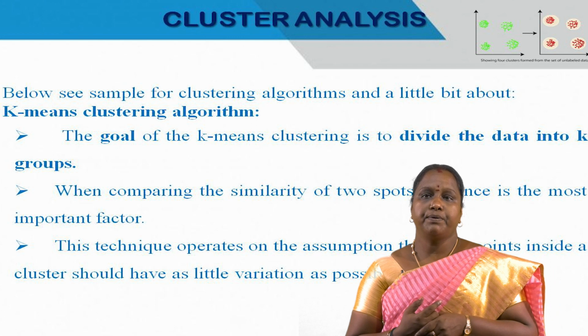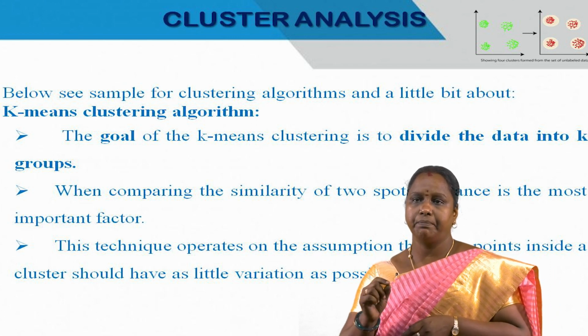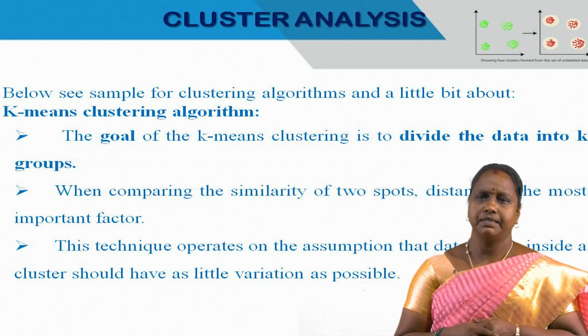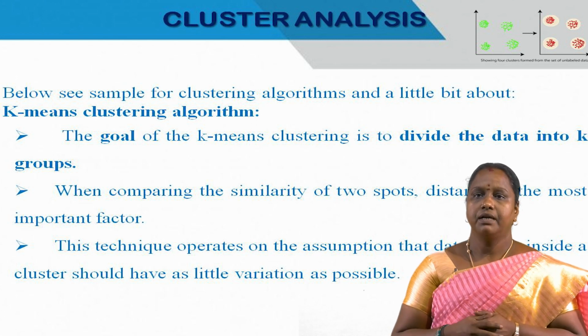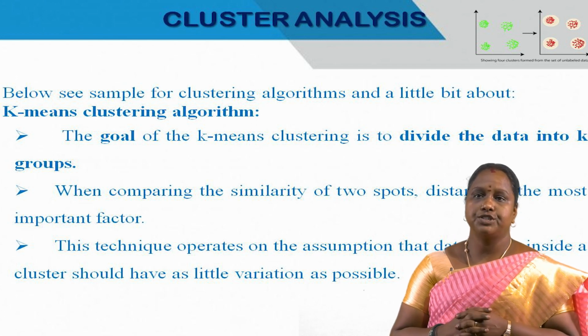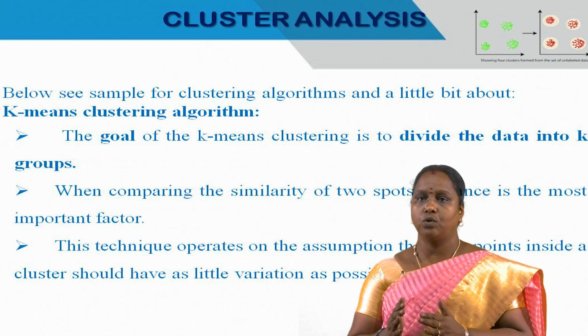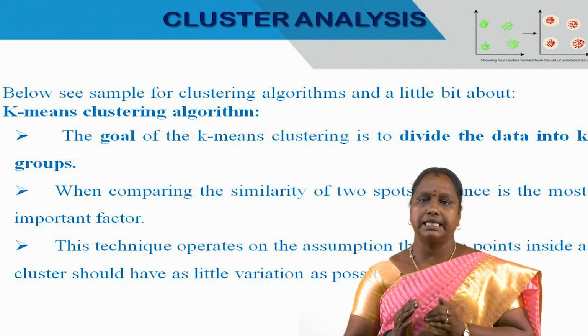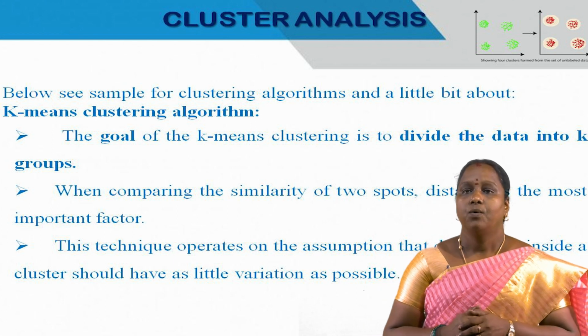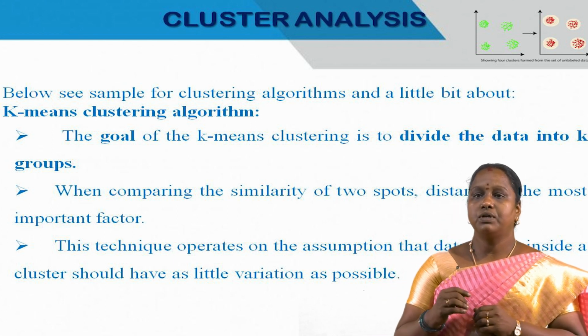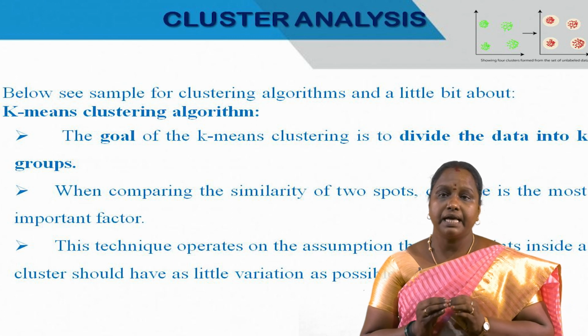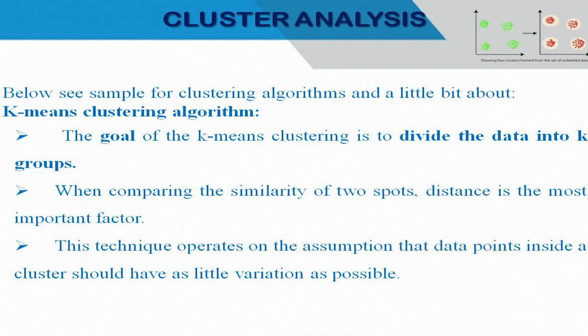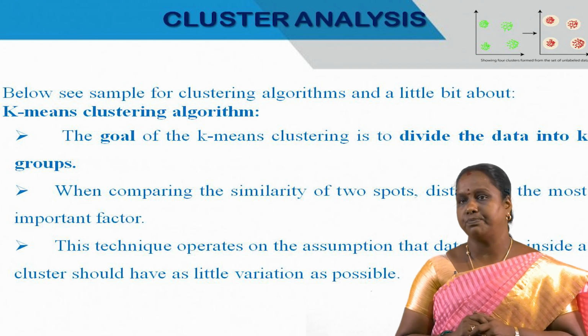Below see a sample clustering algorithm and a little bit about K means clustering algorithm. Here we see one example. The goal of K means clustering is to divide the data into K groups so that the members of each cluster have similar characteristics while those of other groups are more dissimilar. When computing the similarity of two spots, distance is the most important factor. This technique operates on the assumption that data points inside a cluster should have as little variation as possible.